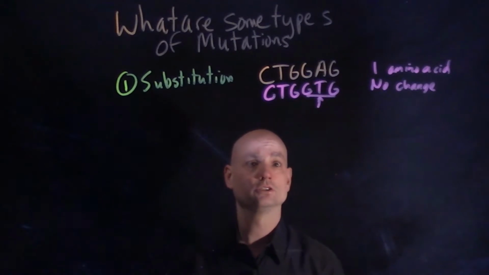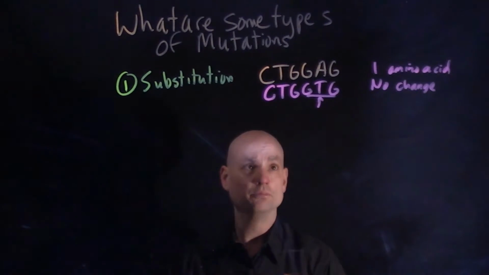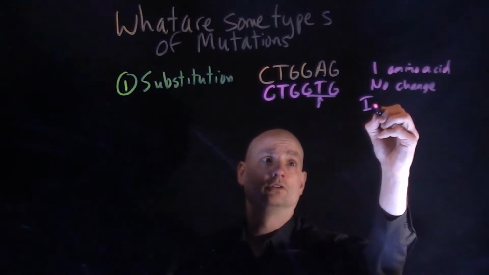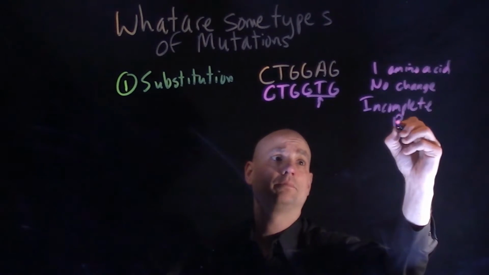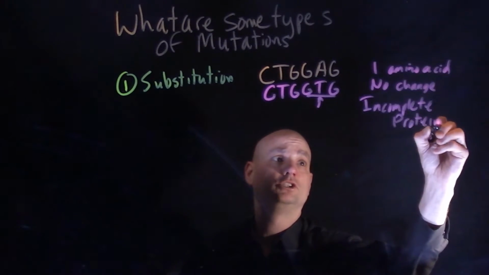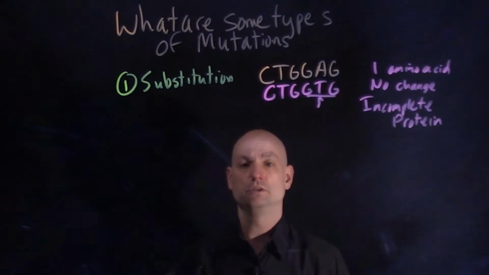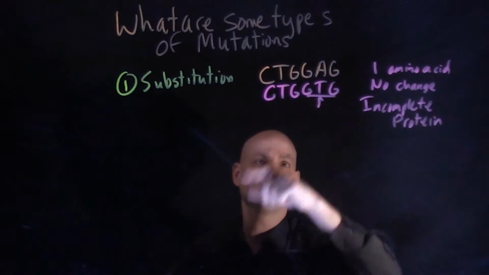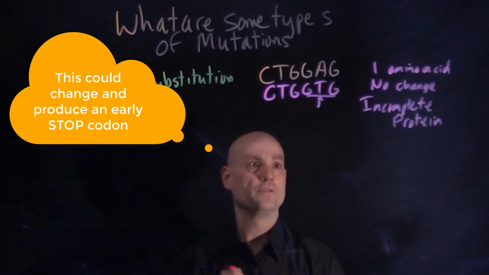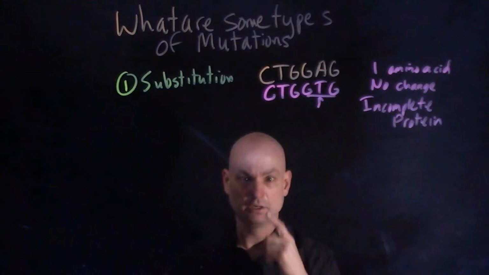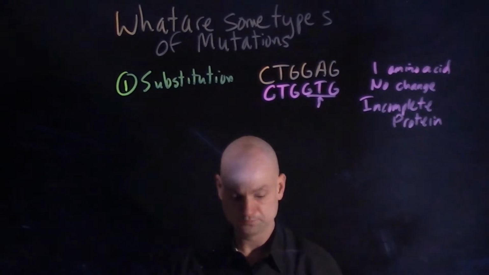And of course, we could also have an incomplete protein, which is kind of the surprising thing. Because what happens if this changes in the middle of the DNA sequence, in the middle of the gene, and all of a sudden one little change causes a stop codon, and that stop codon then causes the protein to be incomplete and not completely made.